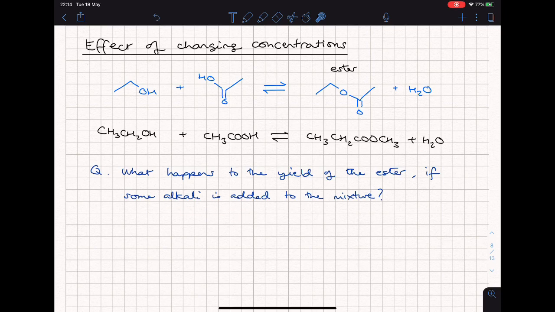So if we decrease the concentration of the carboxylic acid by adding the alkali, because the alkali is removing it, the equilibrium will shift to the left-hand side to replace what we lost. So the reverse reaction will be favoured to replace the carboxylic acid that was removed by the alkali. So therefore the yield of the ester would decrease, as this is going to break down to form more of the acid to replace what's been removed. And at the same time, incidentally, it will produce more of the alcohol as well.